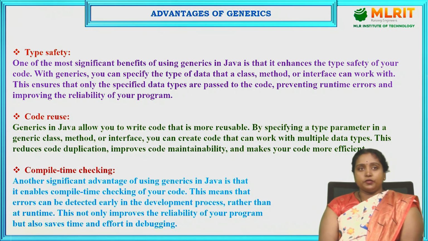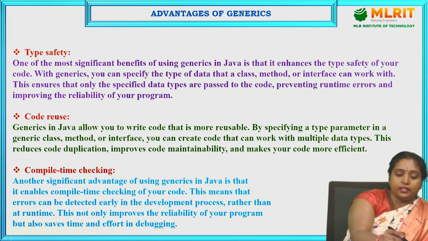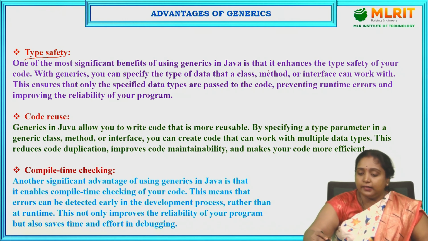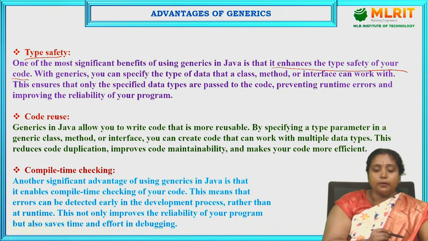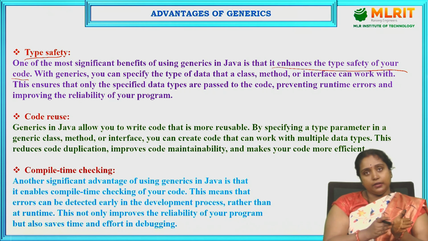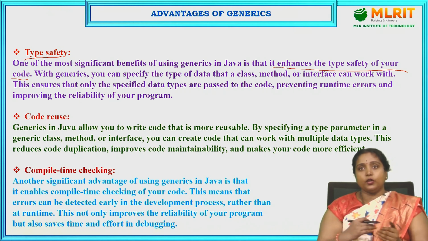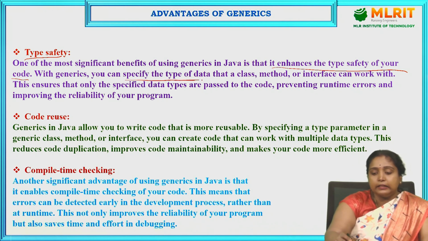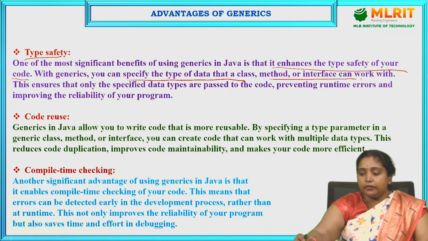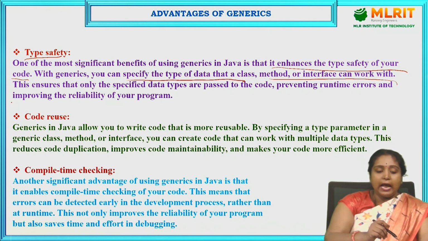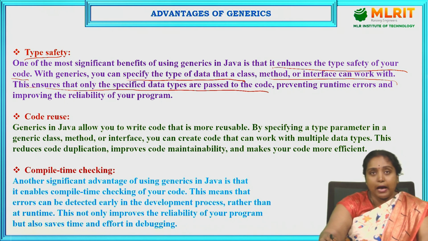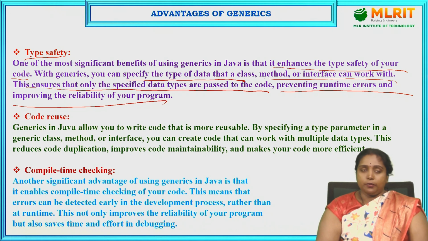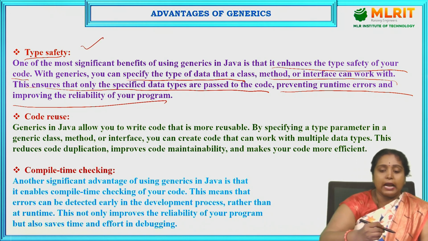Coming to advantages of generics. First advantage is type safety. So, what is type safety? It enhances the type safety of your code, because instead of writing different code for different data types, you are writing one code for different data types, isn't it? So, you can specify the type of data a class, method or interface can work with. This ensures that specified data types are passed to the code, preventing runtime errors and improving the reliability of your program. So type safety is one advantage of generics.